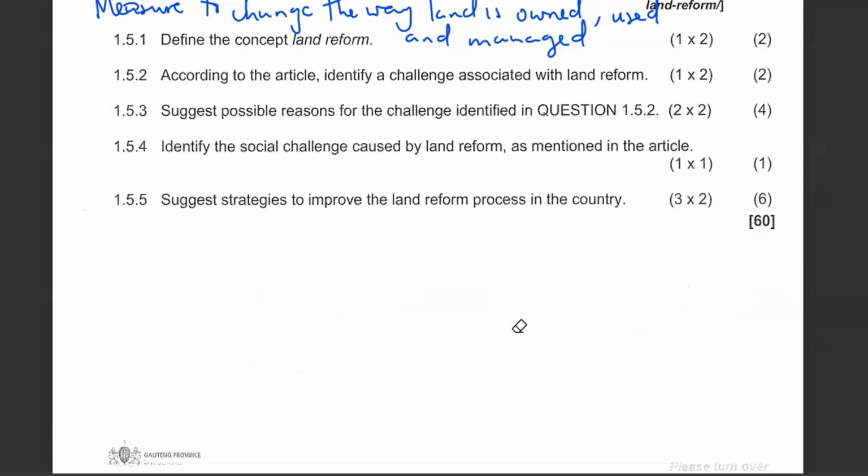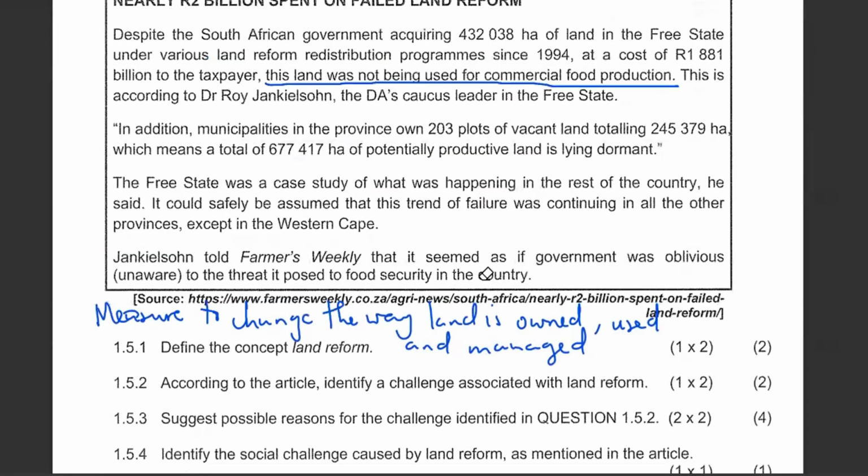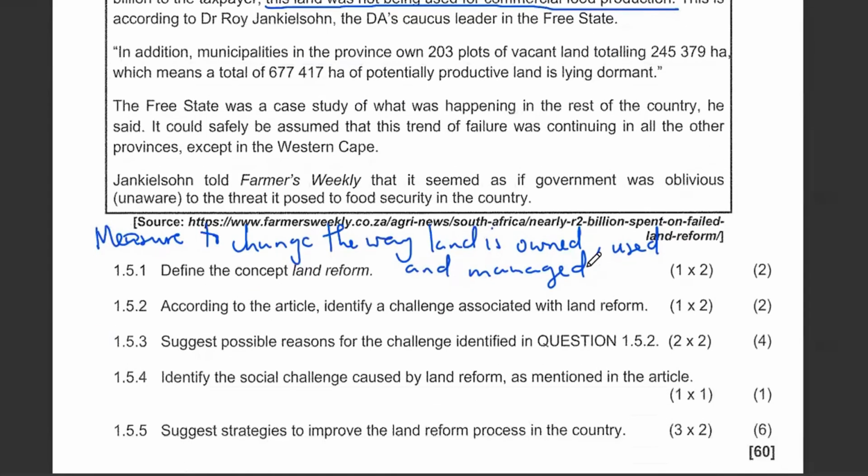Identify the social challenge caused by land reform as mentioned in the article. Identify the social challenge that has been caused by land reform. But if we check there, the social challenge, we are saying, how is the society affected? On the last part, it says that it seemed as if the government was oblivious to the threat that it posed to food security in the country.